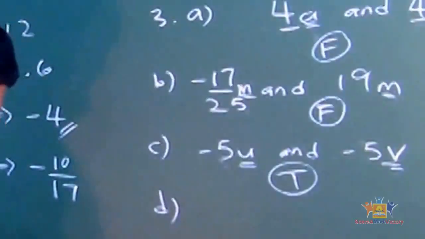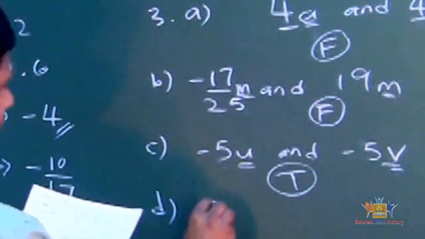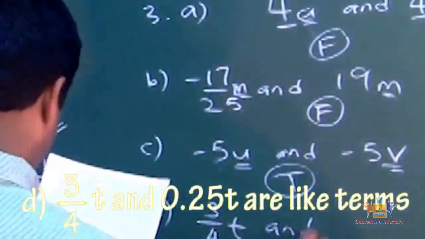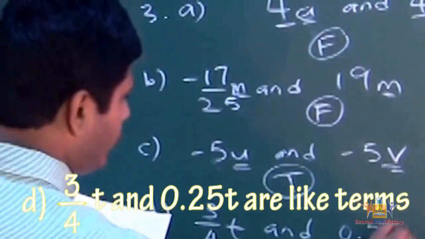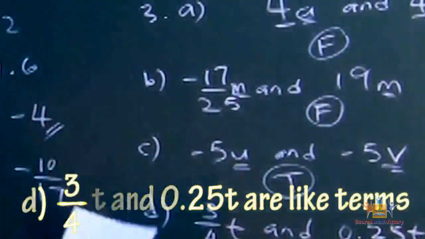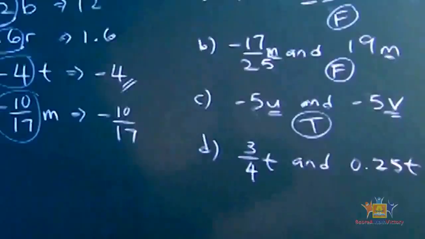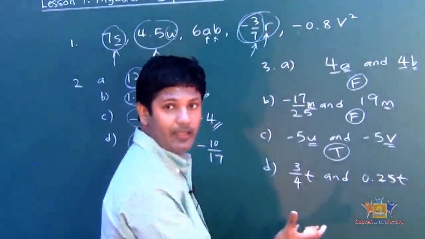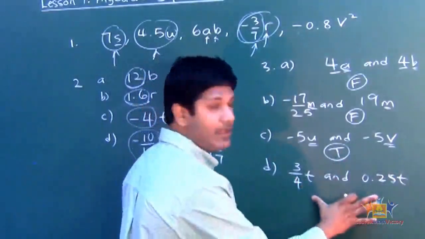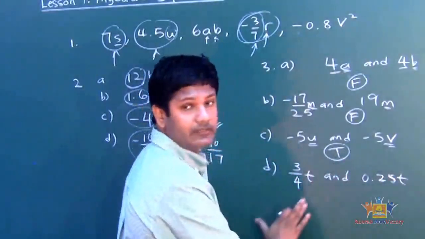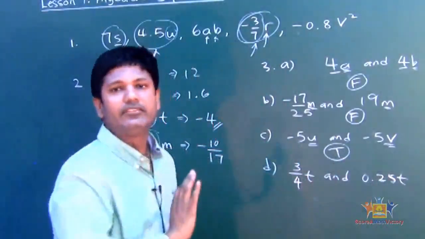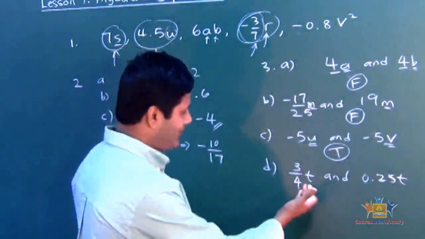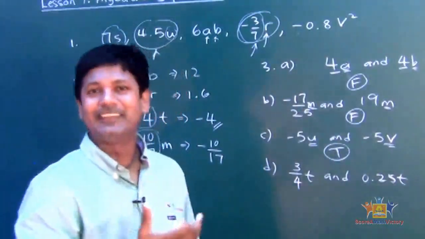Okay, D, 3 over 4t and 0.25t are like terms. So what do you look for? The unknowns, t and t. They are like, they are the same. So they got to be like. Doesn't matter about the coefficient. This one has a fraction, this one has a decimal. It's still the coefficient. It's still a number. The thing that decides is the unknown, which is t and t.